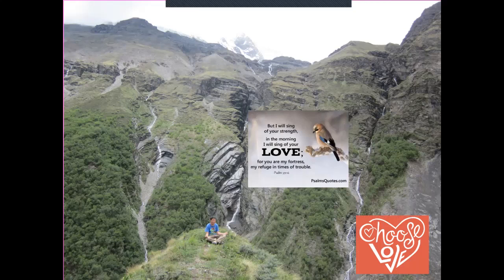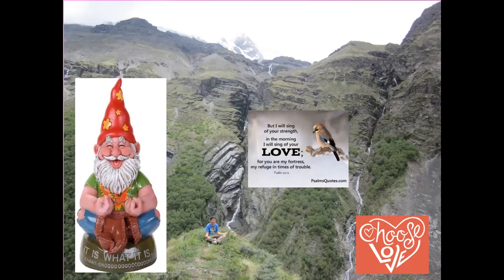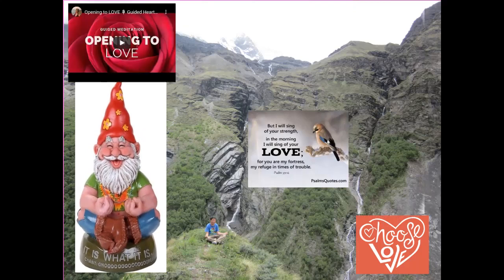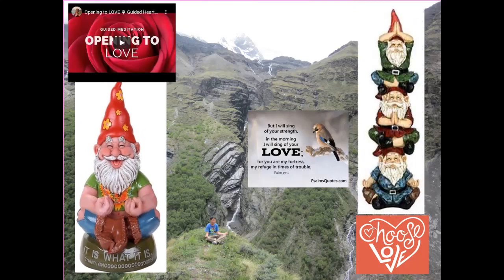This is in Nepal. That's Joey pretending to meditate. Smile when you meditate. Just meditate on love and opening to love, and be playful, and sing. And the weather's getting nice again. Just go outside. There's not a right or wrong way to meditate.